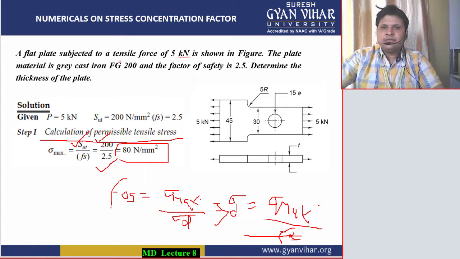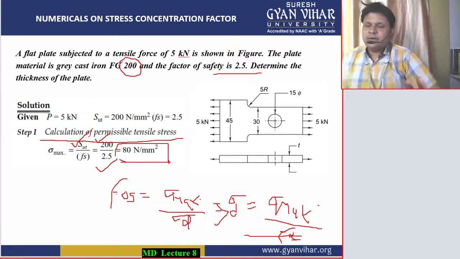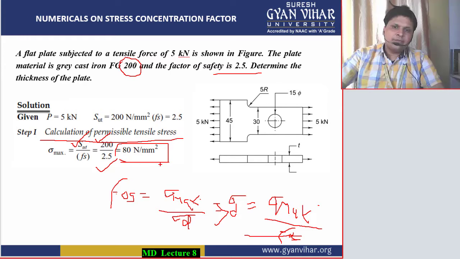Why? Because we can't take the ultimate strength value for designing if the factor of safety is more than 1. So whatever the factor of safety is, you will have to divide the ultimate tensile strength value by it to get the maximum permissible value. It is not the ultimate tensile strength, it is the maximum permissible design stress value. So we have calculated it, equal to 80 Newton per mm square. Now this value we will take in the further calculations.